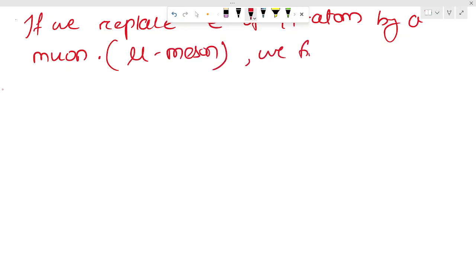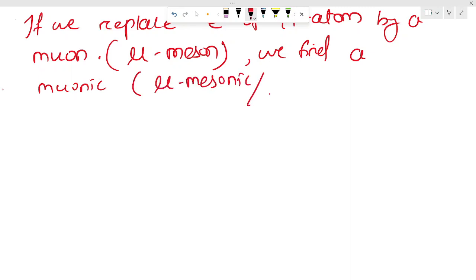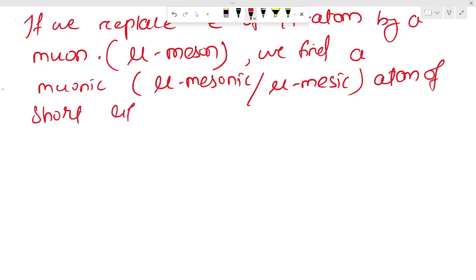We find a muonic, that is mesonic, or you can say mu-mesonic atom of short lifetime. Okay, so let's talk about it in detail.